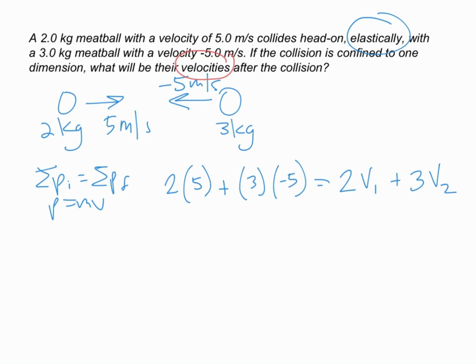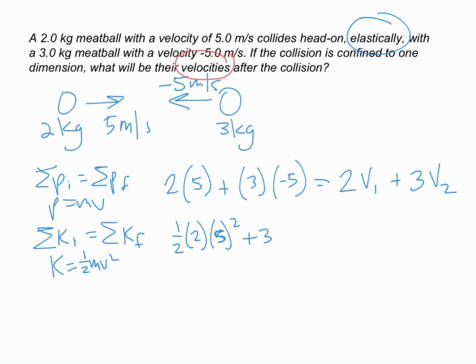But the fact that I know it's elastic means that energy is also conserved. And specifically, it's kinetic energy that is conserved here. So I can say that the kinetic energy that I start with must equal the kinetic energy that I end with. And of course, kinetic energy is 1/2 mv squared. So we can say that 1/2 times 2 times 5 squared, I forgot my 1/2, plus 1/2 times 3 times, again, 5 squared is equal to 1/2 times 2 times this unknown v1 squared plus 1/2 times 3 times v2 squared.